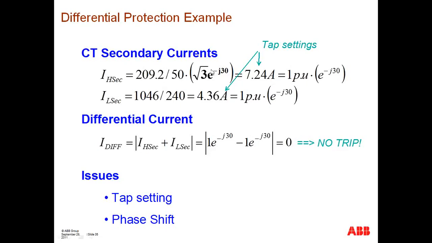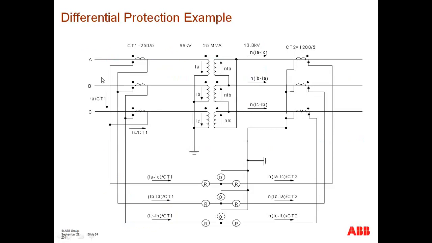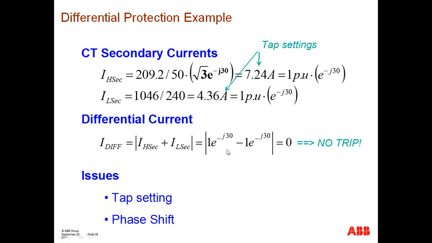Okay, and here we could see the same thing. We have now calculated our tap settings. Take note now that the high side currents need to be multiplied by square root of 3, and the reason for that is because of the delta connection, and in turn this will result in a differential current which will be equal to 0. So again, phase shift or vector group needs to be taken into consideration. Something else that plays out when doing these types of calculations is the tap settings. So tap settings, if you're setting up an electromechanical relay or a microprocessor relay that utilizes tap settings, you need to take into consideration the square root of 3 factor.